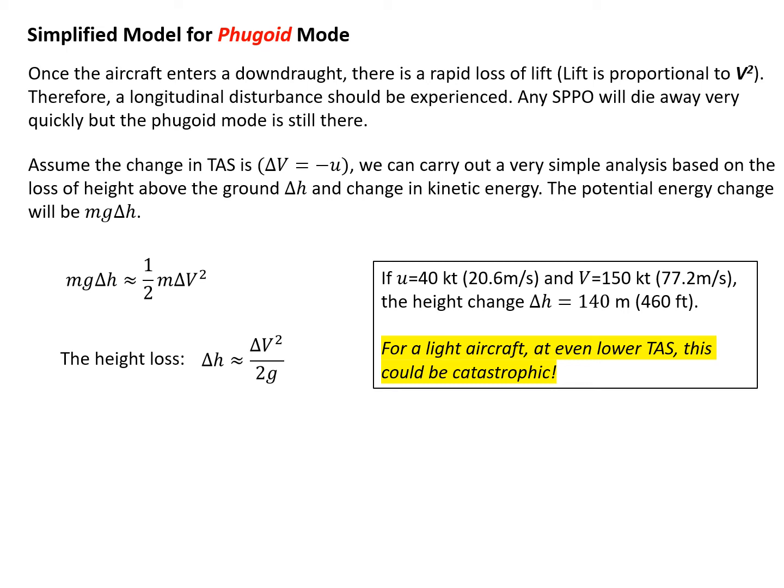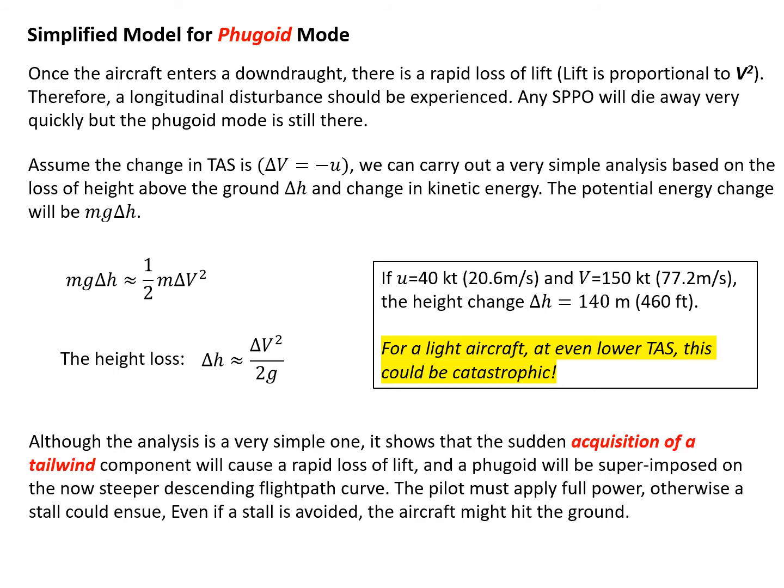For light aircraft at even lower true airspeed, this could be catastrophic. So you see the problem. According to the current simplified model for the fuel-going mode, this analysis follows what we did for the Lanchester analysis when we discussed the fuel-going mode in the earlier chapter.